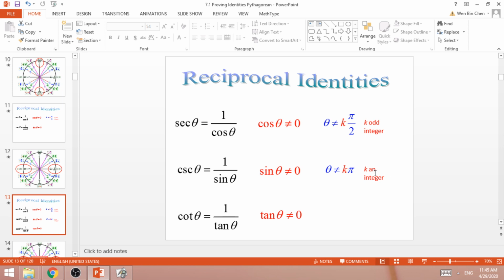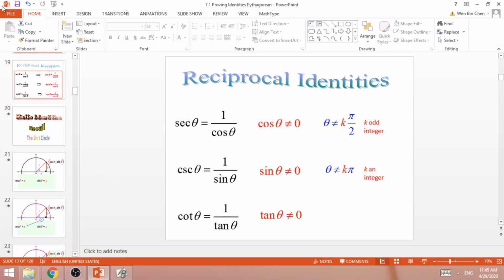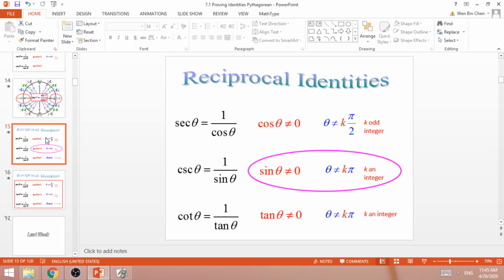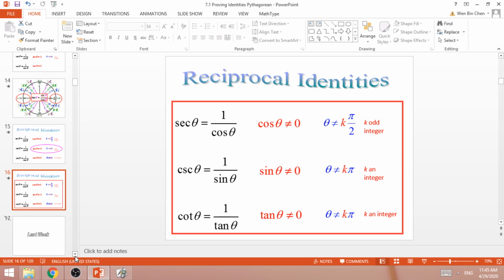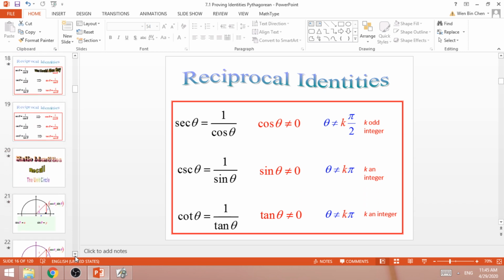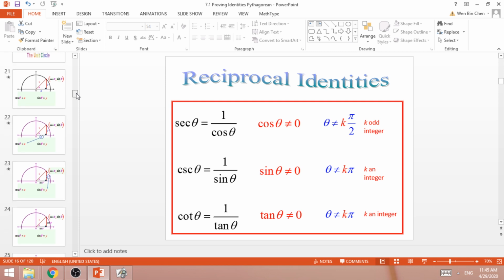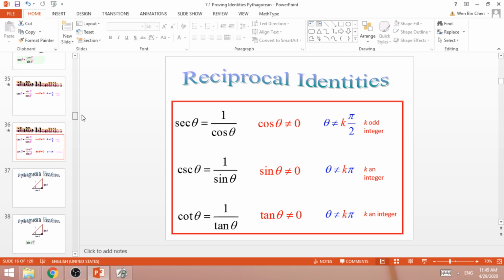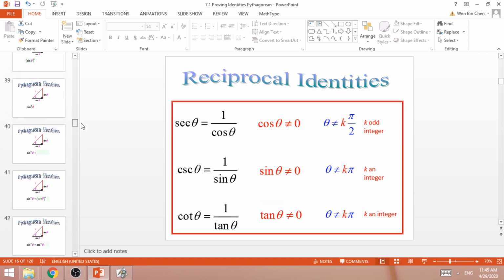So theta cannot be k pi. And then for cotangent of theta, tangent of theta cannot be 0. Let's go back. Theta cannot be k pi, where k is an integer. Those are the basic fundamental identities that you need to know. Now let's do some proof, or verifying it. Do not worry about the rest of this; this just shows a derivation.